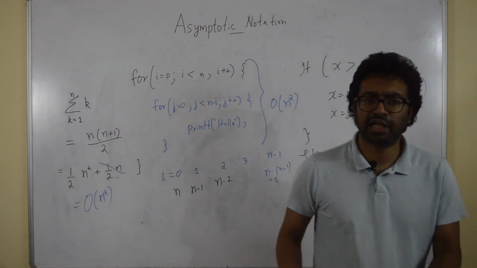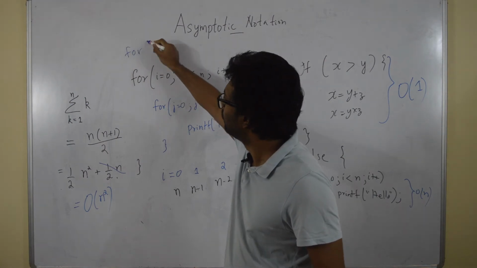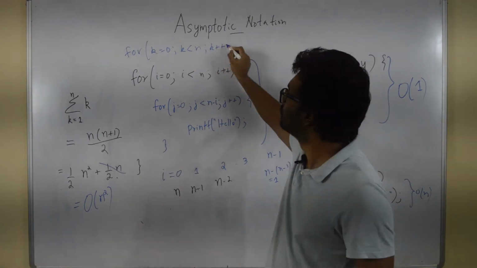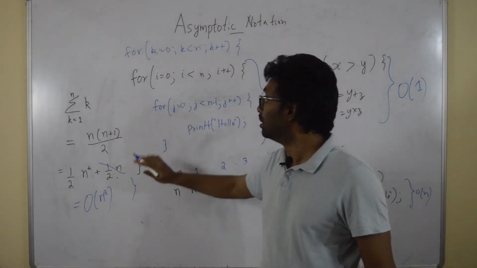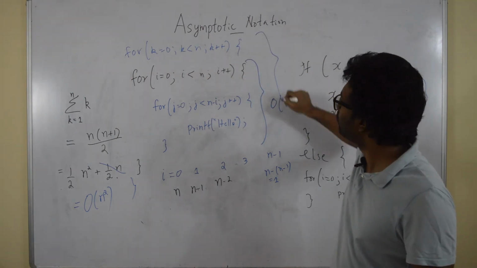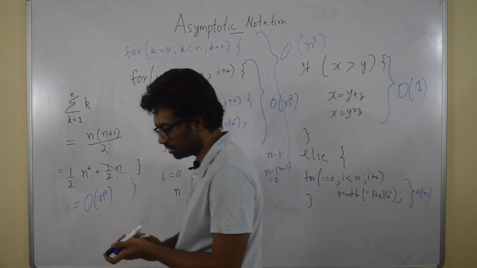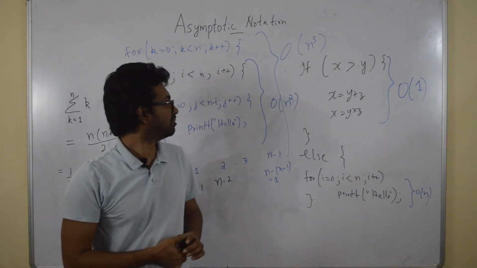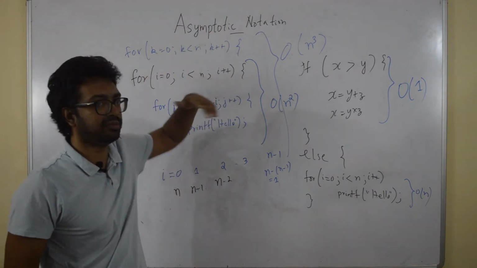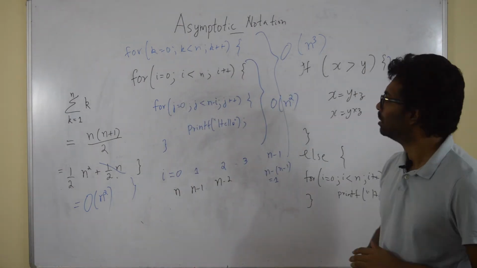Okay, now what if I had put one more for loop on top of it? So let's say for k is equal to 0 to k less than n. This is another for loop on top of this, which runs for n steps. Then this entire block of code is going to take order n cube, right? That's because the number of times this gets executed is going to be multiplied n times, so order n cube happens, right?